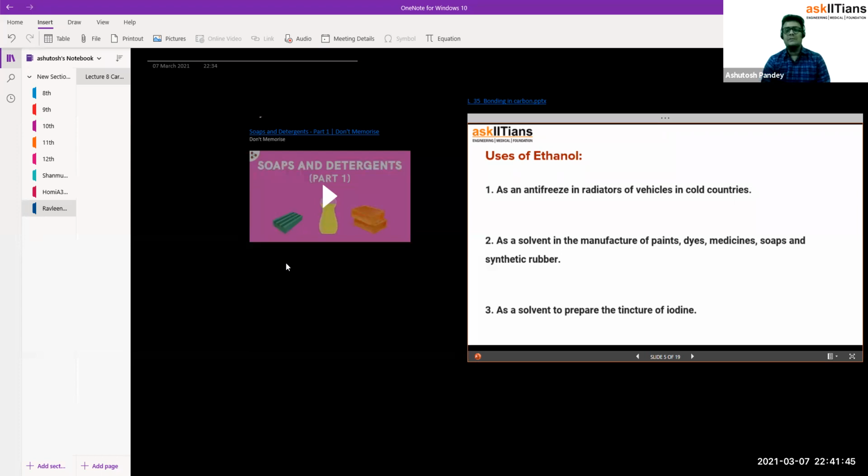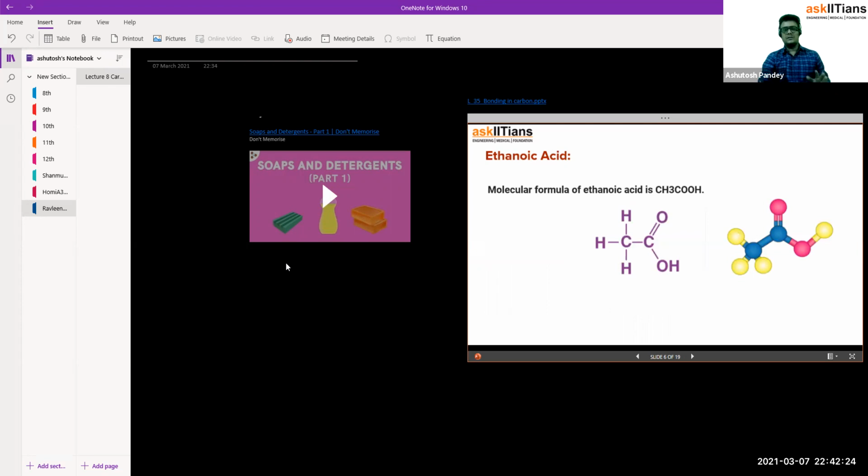It is also used as a solvent in the manufacture of paints, dyes, medicines, soaps, and synthetic rubber. As I already said, ethanol is a very good solvent for industrial purposes. Third, it is used as a solvent to prepare tincture of iodine. Apart from these, ethanol is also majorly used for consumption, in laboratories, and as a fuel. Nowadays ethanol blended petrol is used in vehicles. So these are the uses of ethanol.